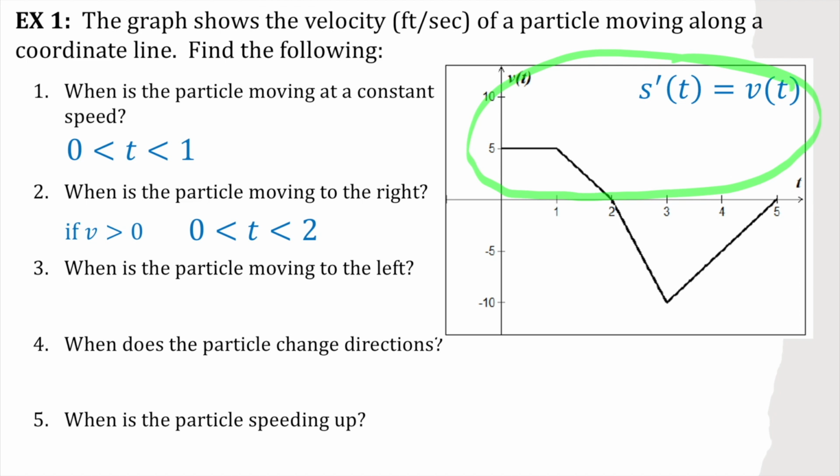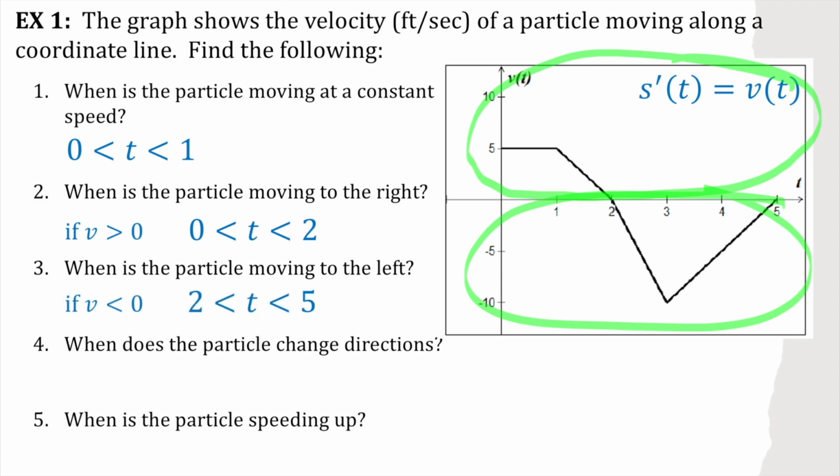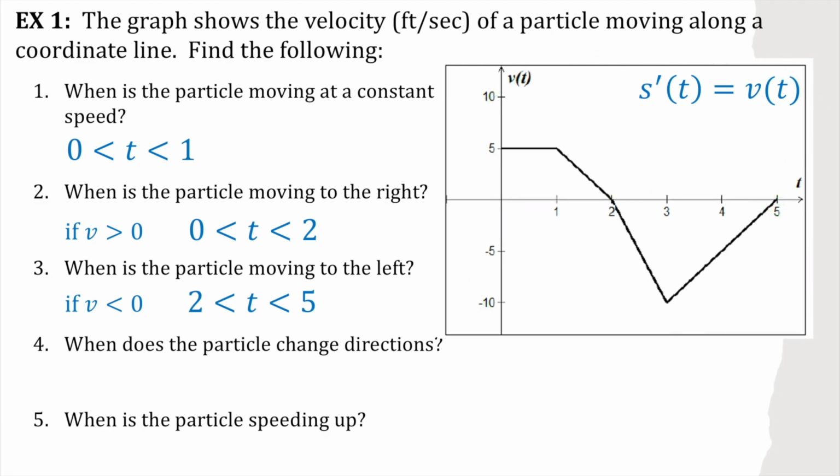When is the particle moving to the left? Well, that's when velocity is negative, so anything below the x-axis. So between 2 and 5 seconds. When does the particle change directions? Well, that's when it's going to cross the x-axis or at the x-intercept. So at time t equals 2.